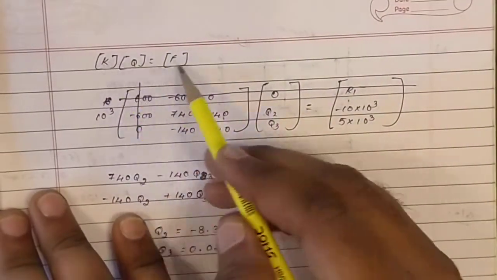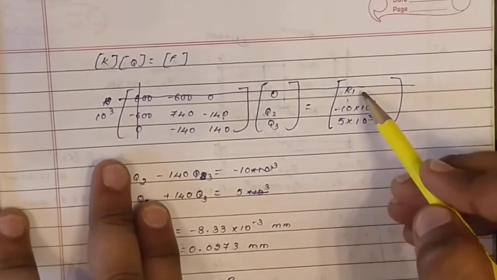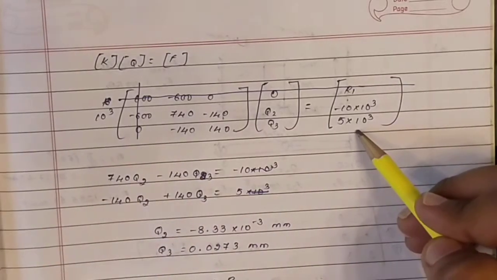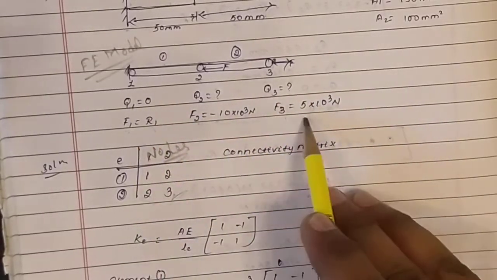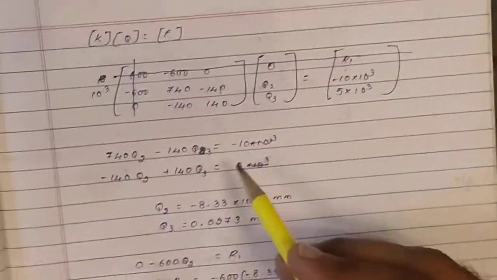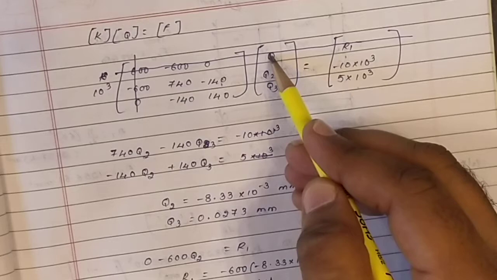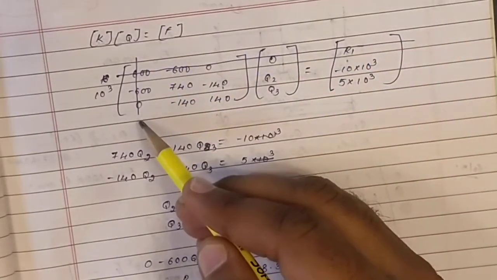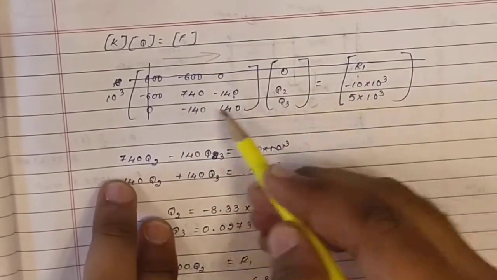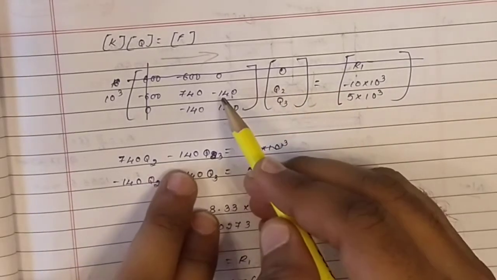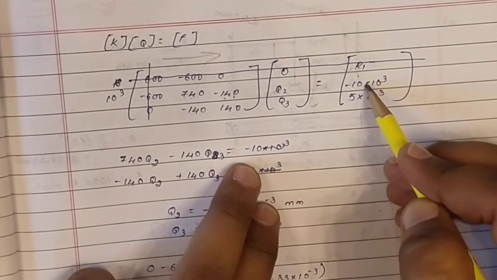Next is the finite element equation. KQ equals F. This is K. Q is 0, Q2, Q3. And F is R1, minus 10 into 10 power 3, 5 into 10 power 3. We have these Q values and F values, which we have written here. Since the first Q is 0, eliminate the first row and first column of the stiffness matrix. Next, multiply this row and this column. So 740 into Q2 minus 140 into Q3 equals minus 10 into 10 power 3.